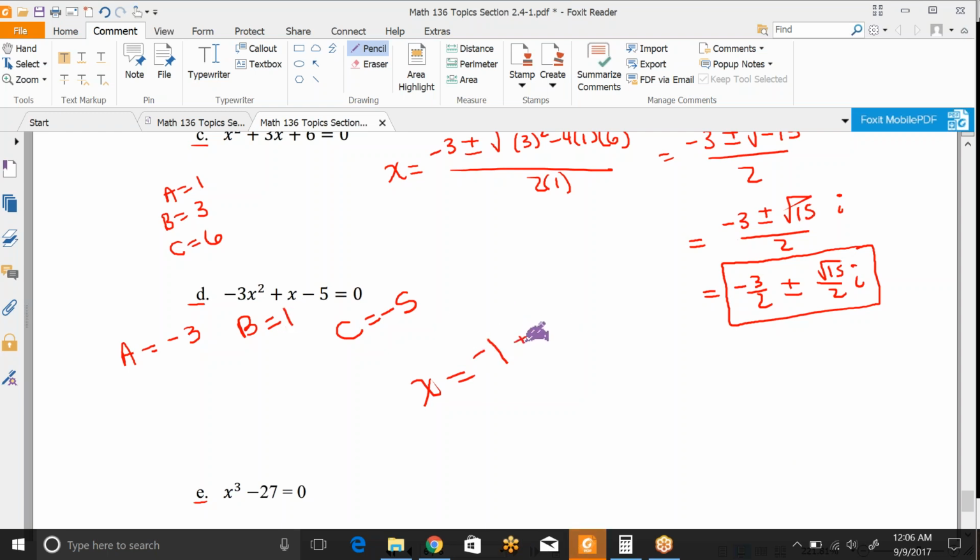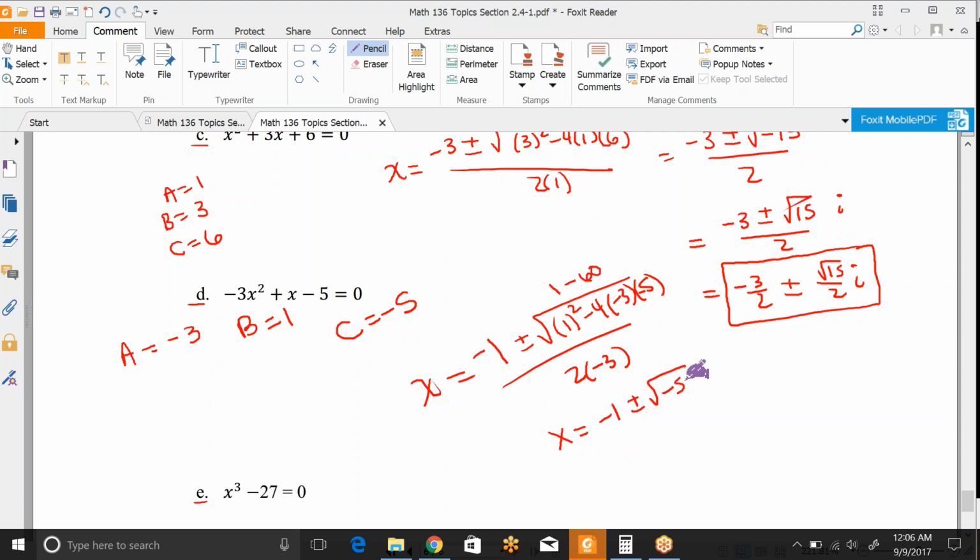So negative 1 plus or minus the square root of b squared minus 4ac, and that's also a negative, all over 2a. And I'm having to write sideways because that's the only way it will register. So this is 1. This is negative 12, or excuse me, positive 12. Negative 4 times negative 3 is positive 12. Times a negative 5 would be negative 60. So that's going to be 1 minus 60. So that's going to be negative 1 plus or minus the square root of negative 59, all over negative 6.